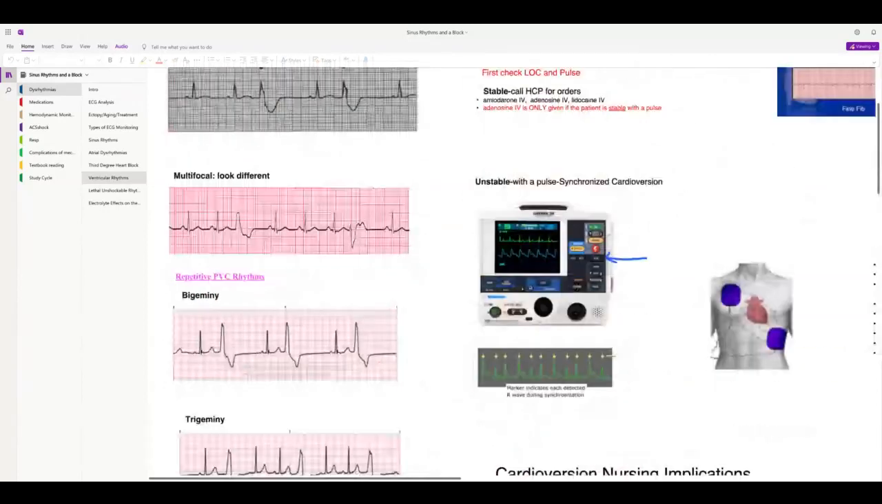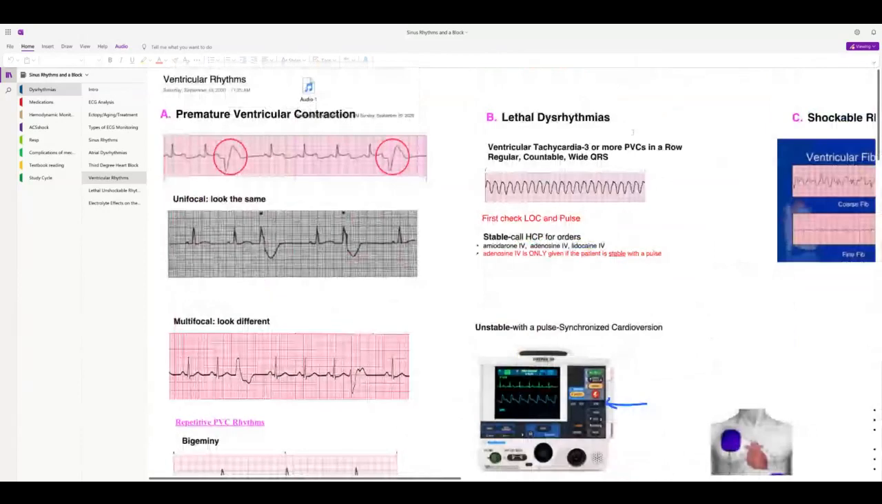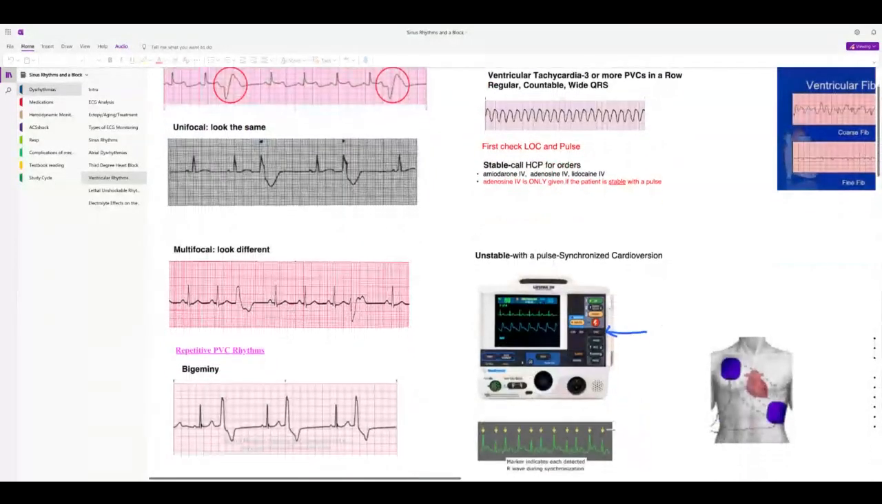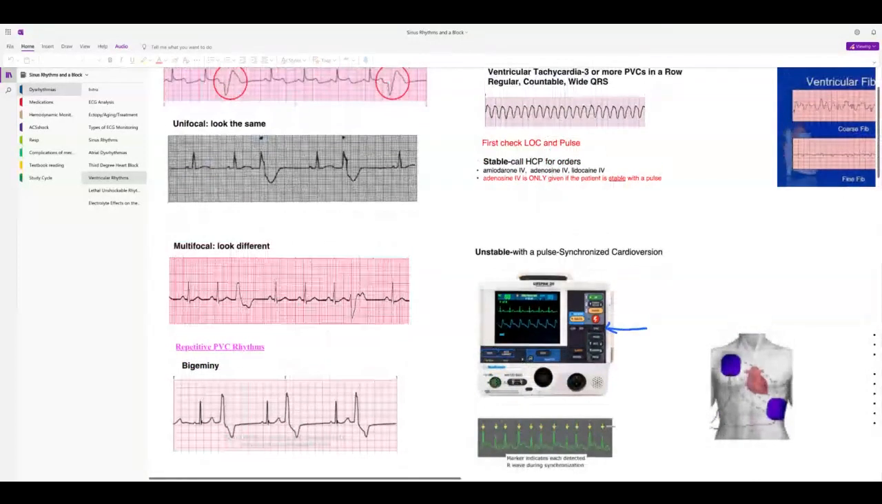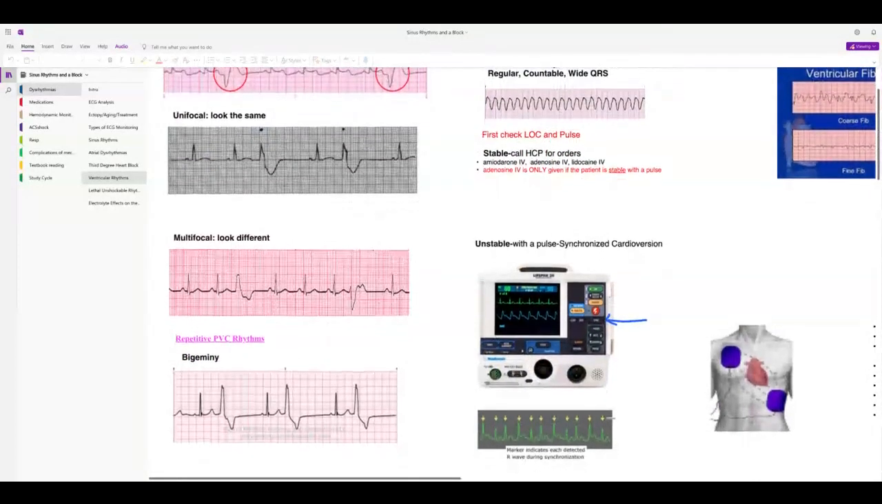Okay, so with the lethal dysrhythmias, again, VTAC is 3 or more PVCs in a row, regular, countable, with wide QRS. First thing you're going to do, this is VTAC, you're going to check the LOC and the pulse. If they're stable, you call the provider right away. They're going to order some amiodarone or adenosine IV, okay? If they're unstable, it's a tachydysrhythmia, and they still have a pulse, okay? They're going to get synchronized cardioversion.